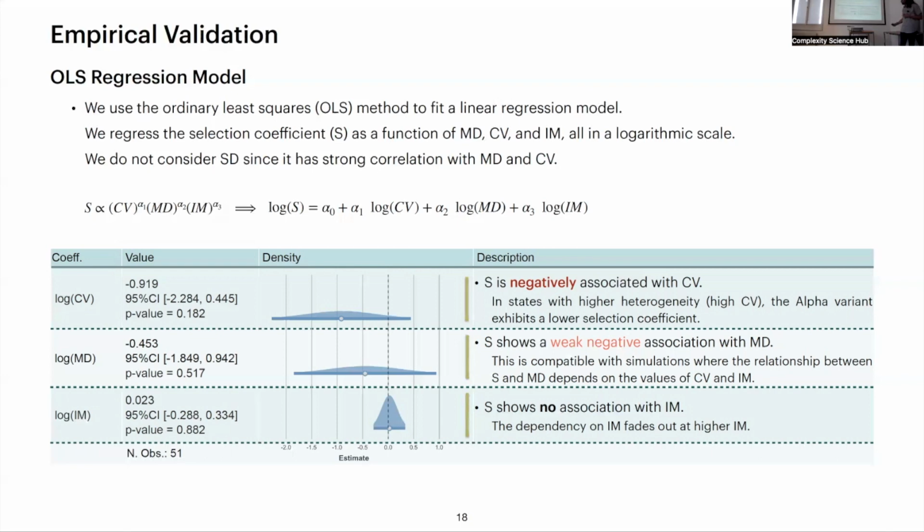And then for immunity level, we find no association. This is also consistent with our result, because as I showed, the effect of immunity fades out at a high level of immunity. And we know that at the time the alpha variant emerged, the immunity level was more than 10%. So that is considered high.